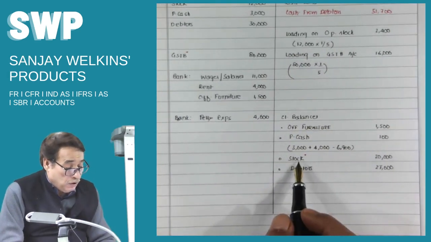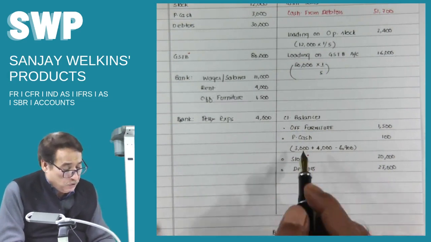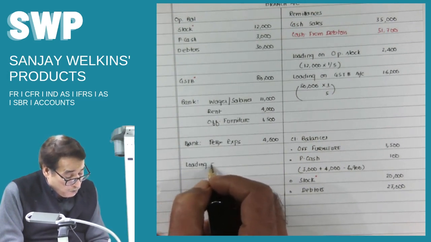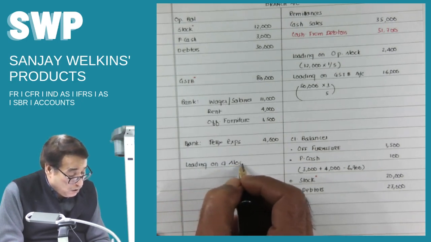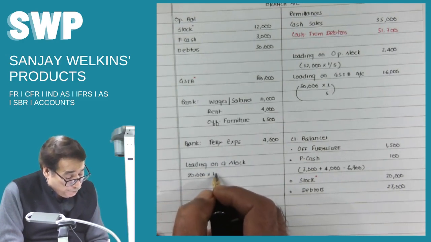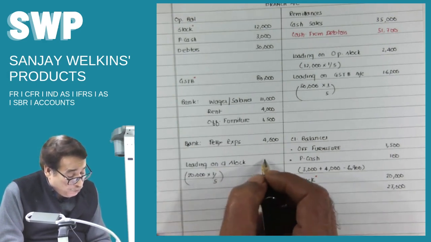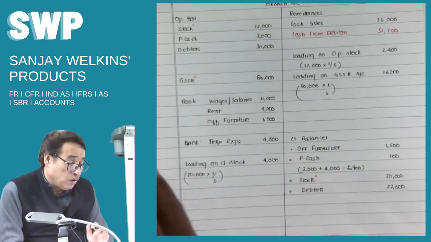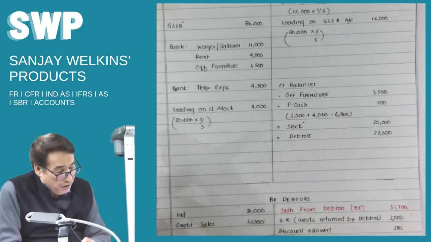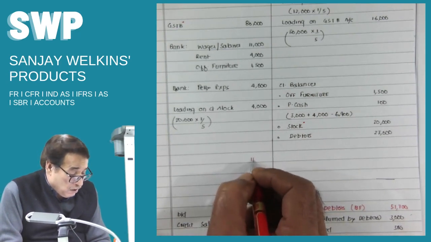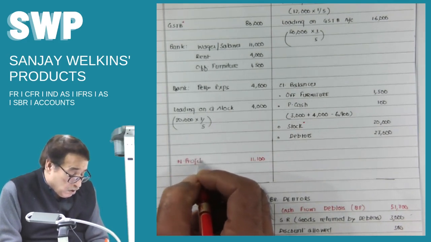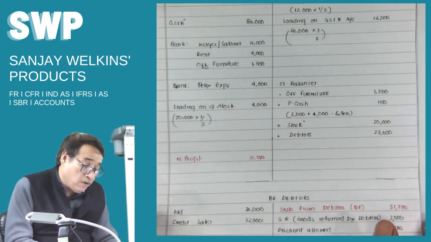Similarly, now we will do the loading of closing stock. Because closing stock is written towards the credit side, now I will move over to the debit side and write loading on closing stock. Now, closing stock, you have been given as 20,000. You will multiply it with 1/5 and you will get 4,000. So now you have completed this question. Is it clear to you or not? All we need to do is to find out the profit, which we can very easily. Your net profit will be 11,100. You should check it. Correct? So this is all about invoicing. Is it clear to you or not?